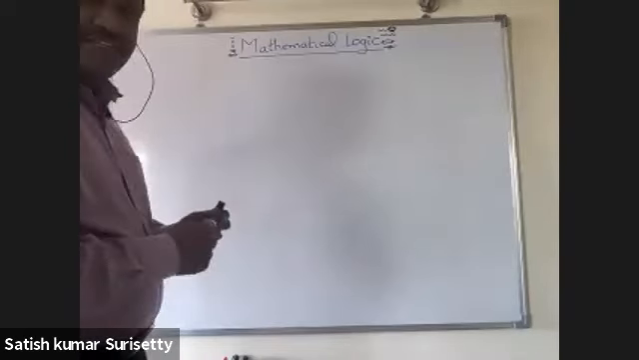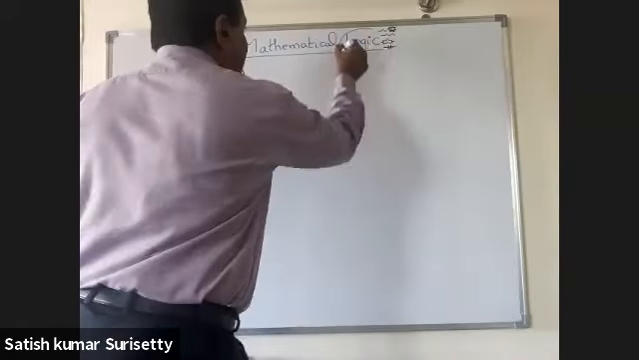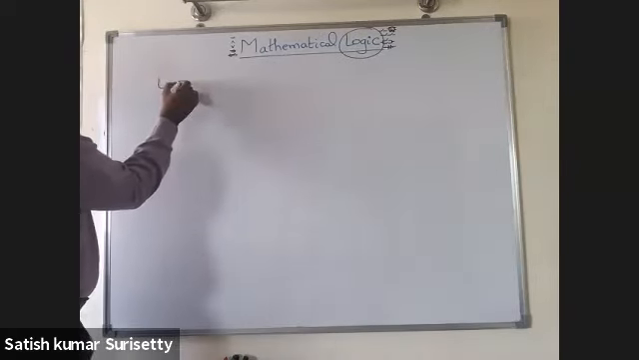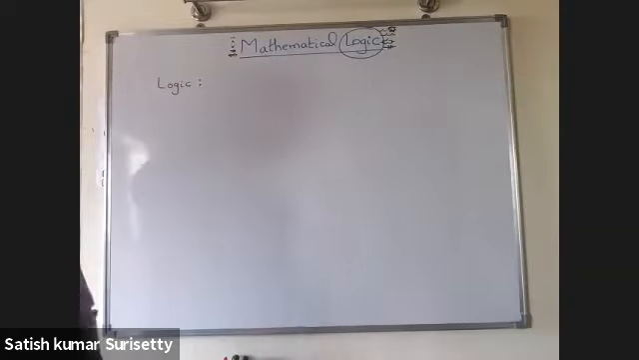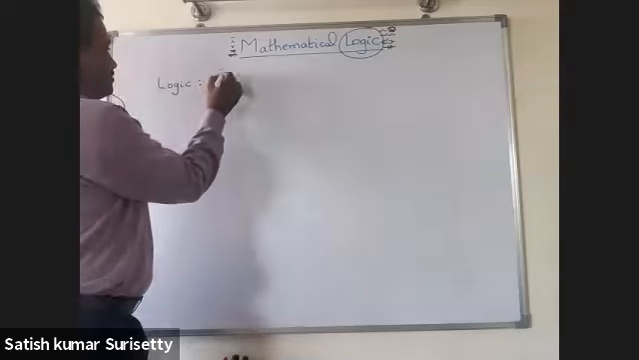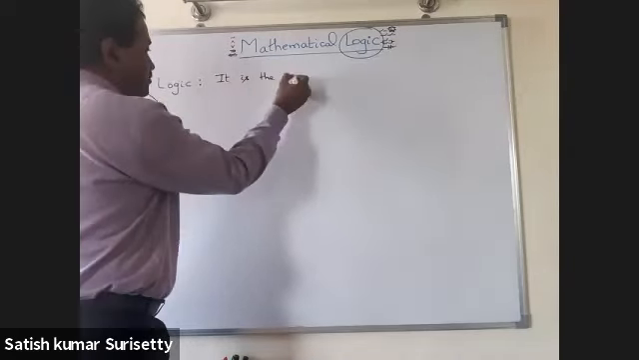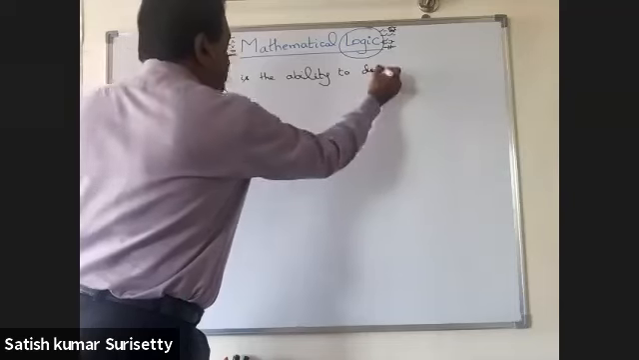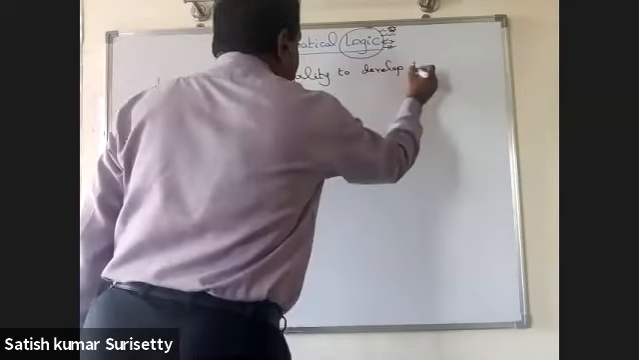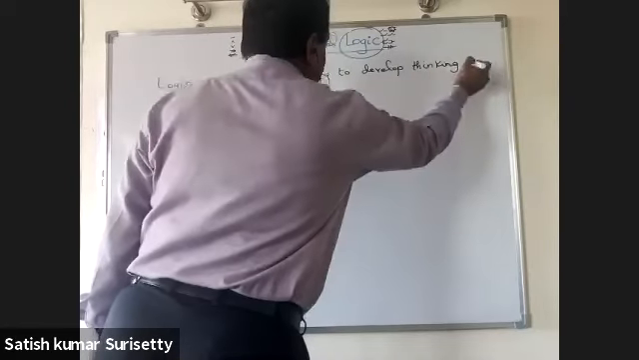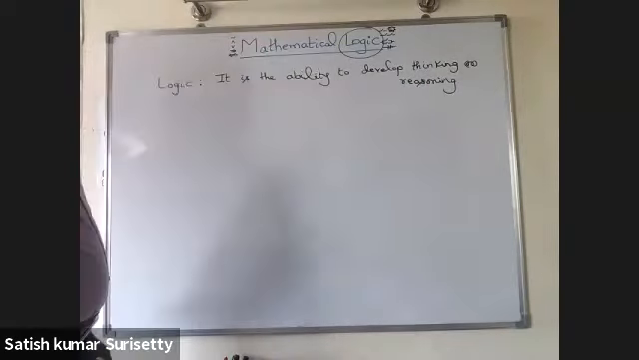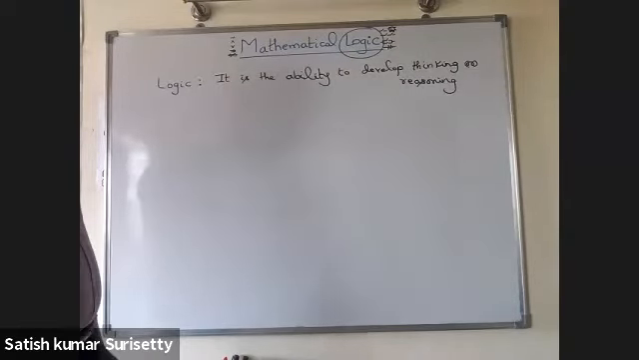In the topic mathematical logic, we are having a word, logic. So what is meant by a logic? Logic is the ability to develop thinking or reasoning.